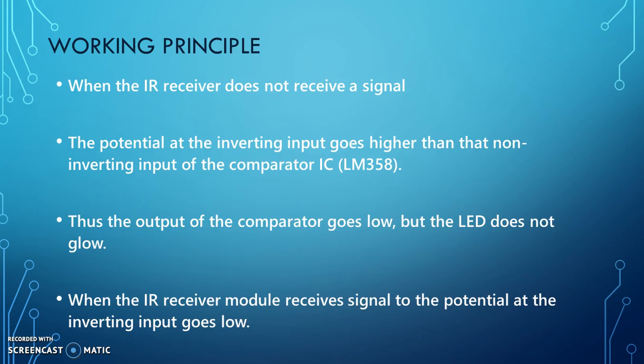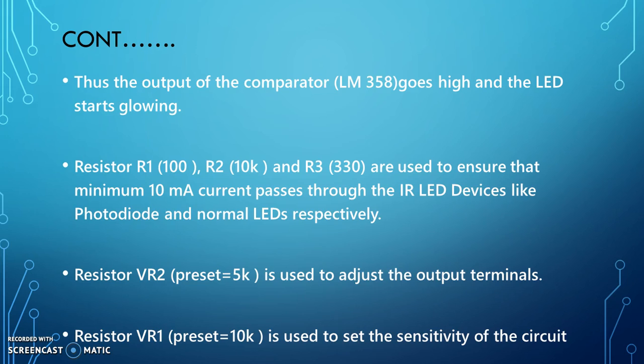This is the working principle of the IR sensor. When the IR receiver does not receive any signal, the potential at the inverting input goes higher than the non-inverting input of the comparator IC. Thus the output of the comparator goes low and the LED does not glow. When the IR receiver module receives a signal, the potential at the inverting input goes low. Thus the output of the comparator goes high and the LED starts glowing.